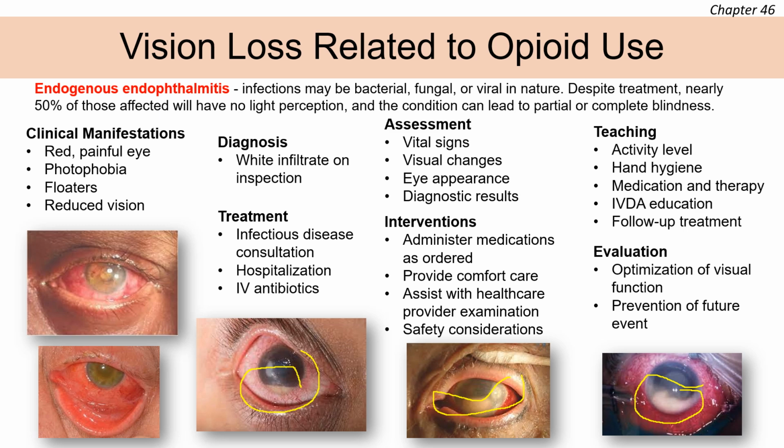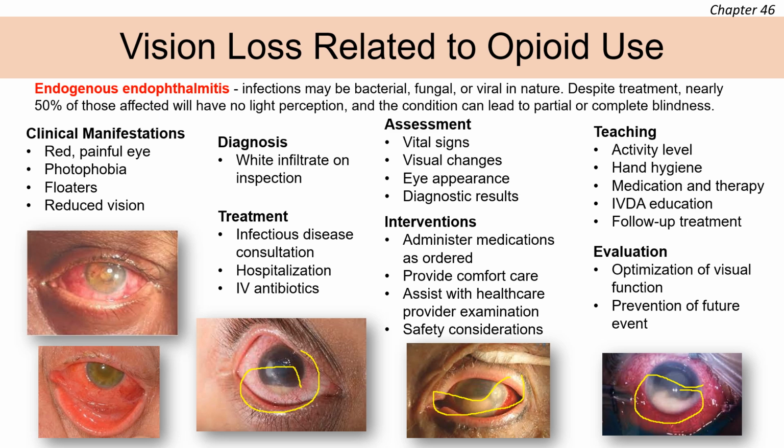Visual changes, that infectious process can cause visual changes, and the patient is going to report this, the presence of floaters and just not being able to see that well. The eye appearance, we just described what those signs and symptoms are: painful, redness, tearing, edema. Diagnostic results from our visual acuity changes, we're going to see that white infiltrate.